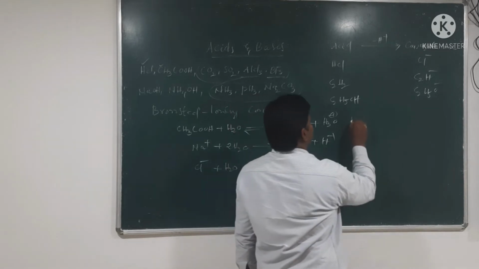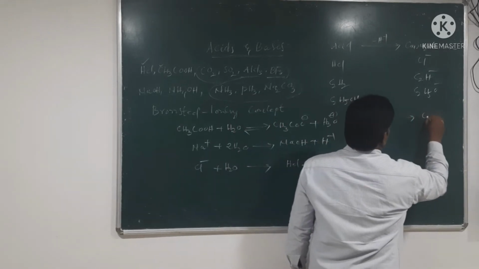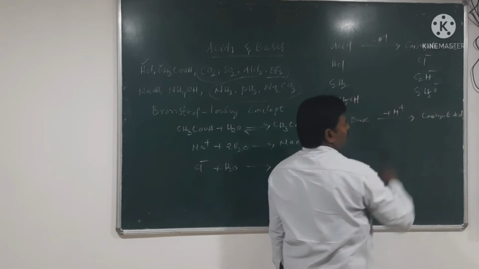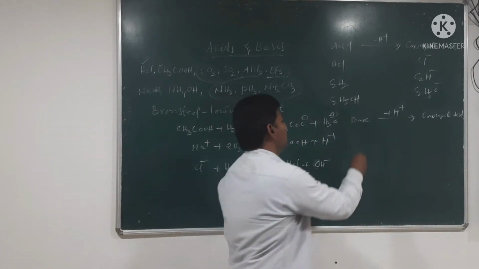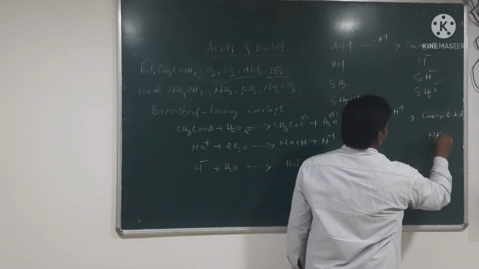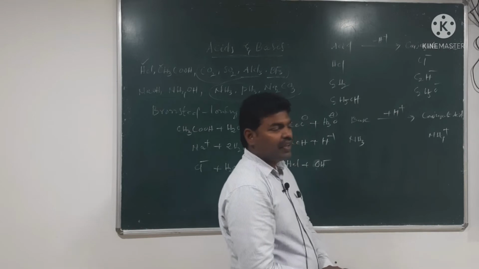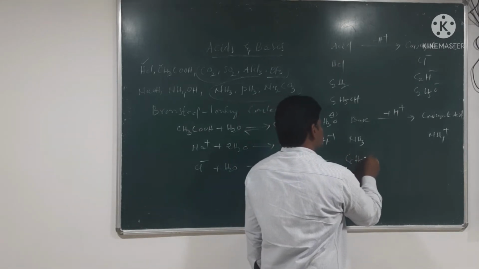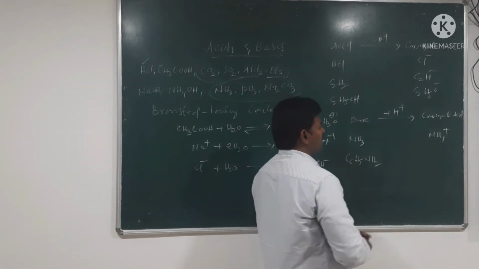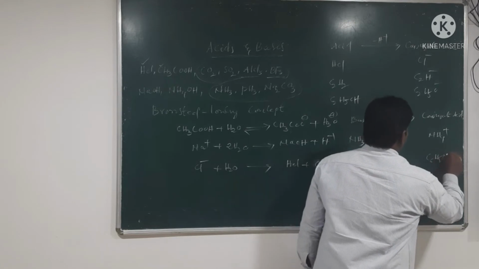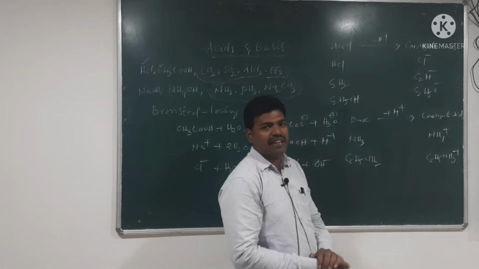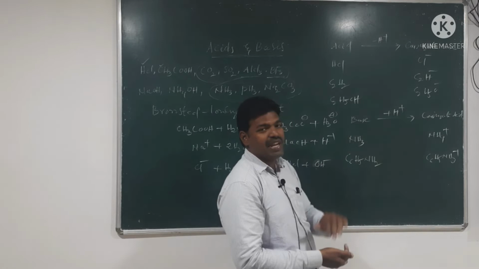For example, if you take a base, we can get a conjugate acid. A base accepts a proton. For example, if you take the base NH3, it accepts a proton and forms NH4 plus. And if you take C6H5NH2, aniline, it accepts a proton and forms C6H5NH3 plus. These two differ by an H plus ion, so it is a conjugate acid-base pair.